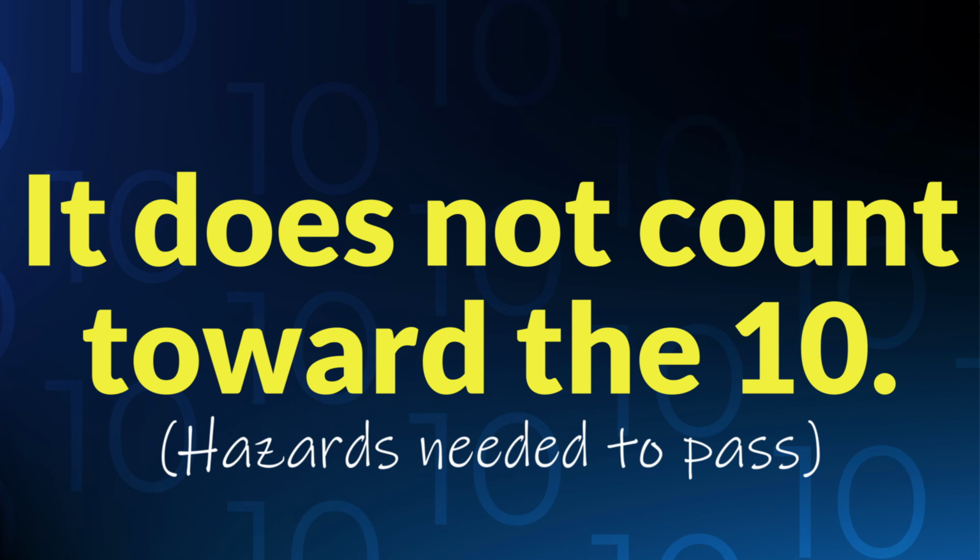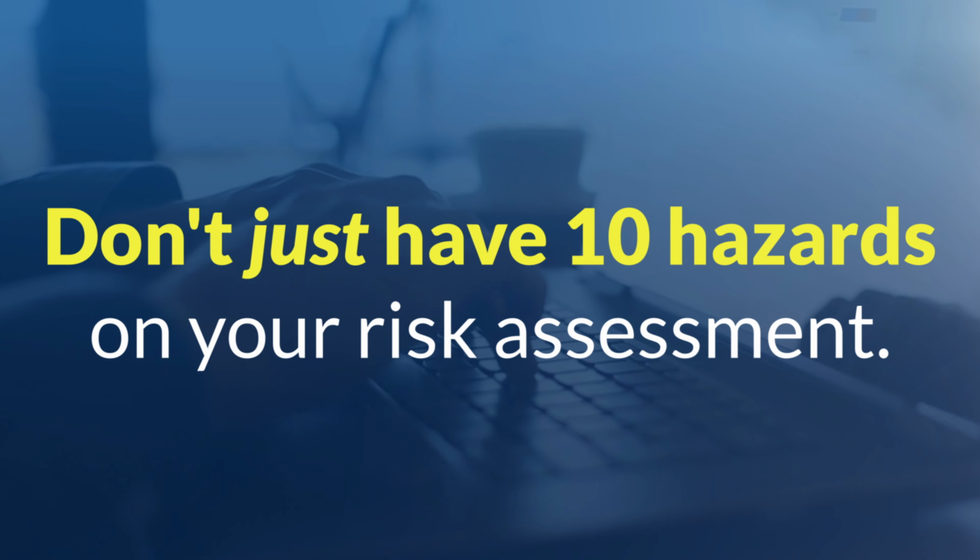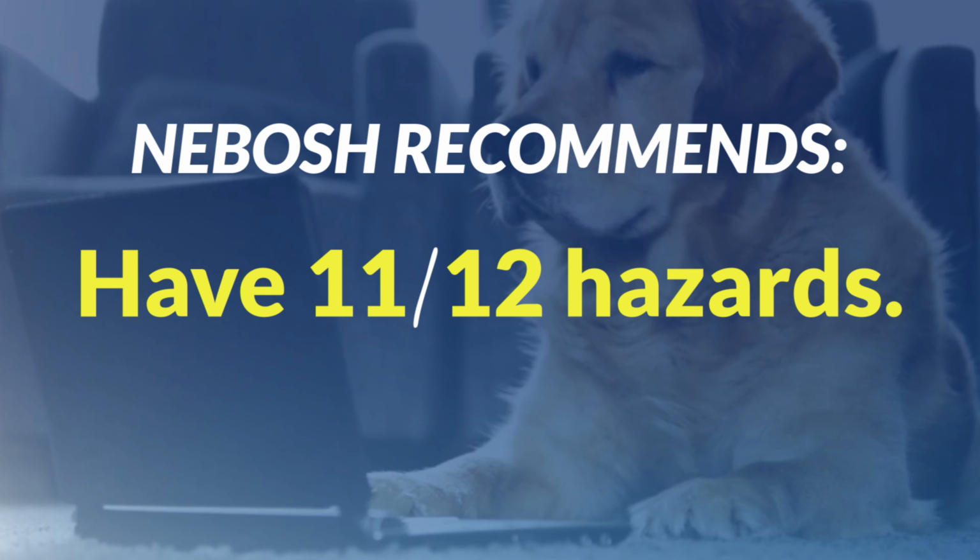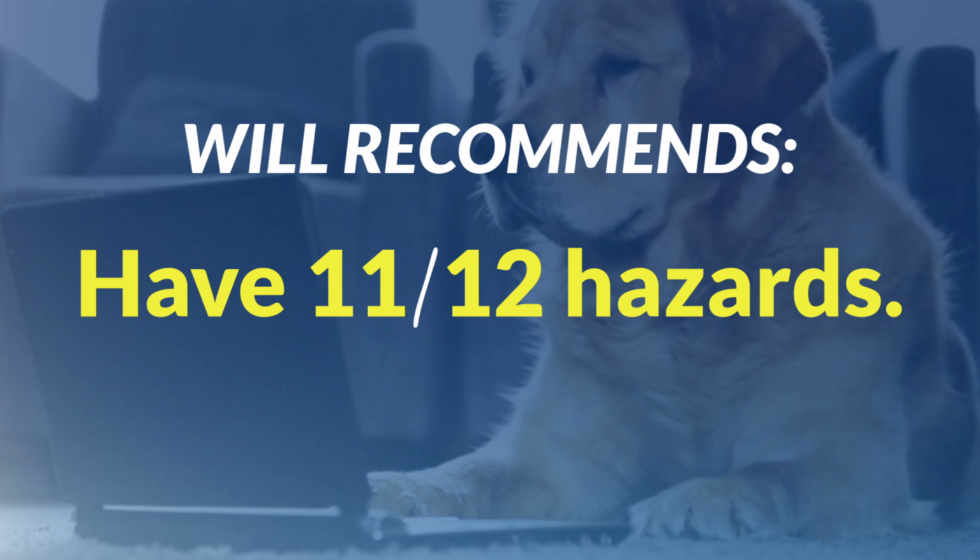And this is why we always recommend, and NEBOSH also recommend this, that you don't just have 10 hazards on your risk assessment. You might have one where there's something wrong with it in some way. One of the columns has something wrong. NEBOSH recommends that you have 11 or 12. I recommend you have 11 or 12. That way, if you've got 1 or 2 hazards which are a little bit wonky, then you might still have the 10 in total that you need in order to pass.